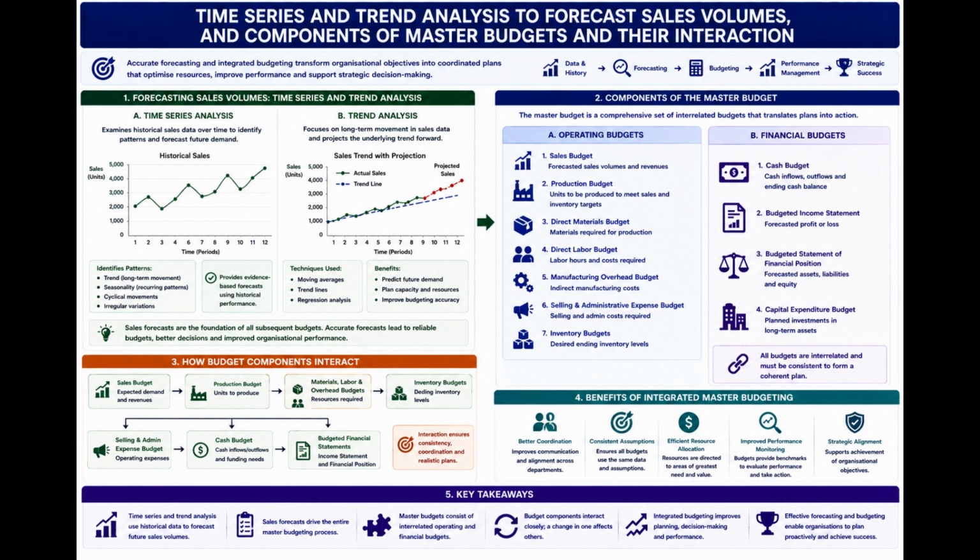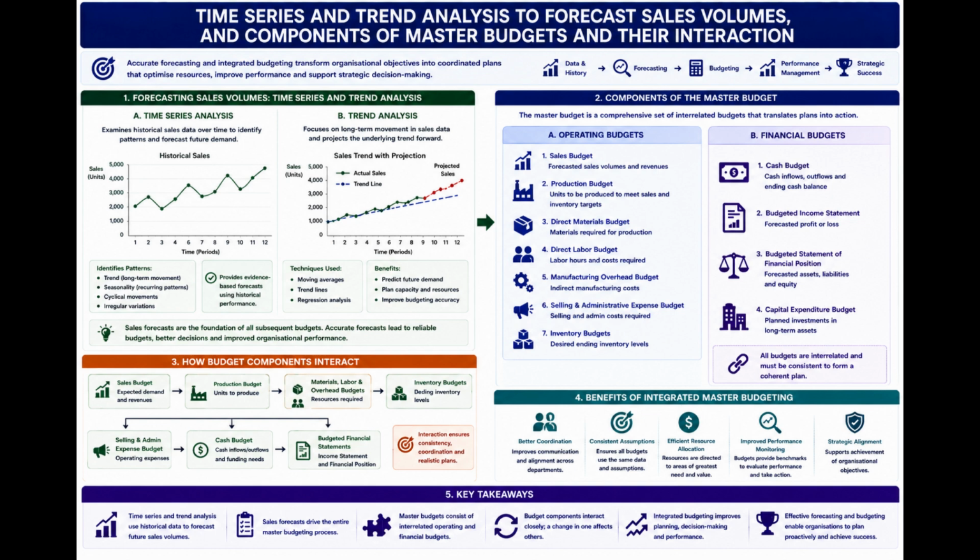Trend analysis helps organizations anticipate market developments, plan production capacity, allocate resources efficiently, and establish realistic revenue expectations for future budgeting periods. Sales forecasts generated through time series and trend analysis form the starting point of the master budgeting process.